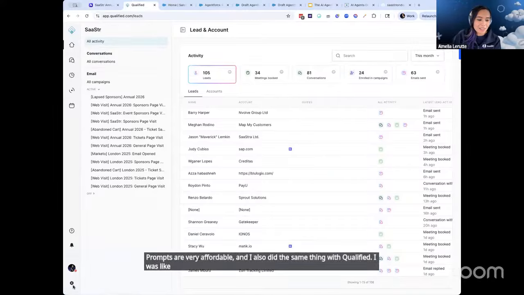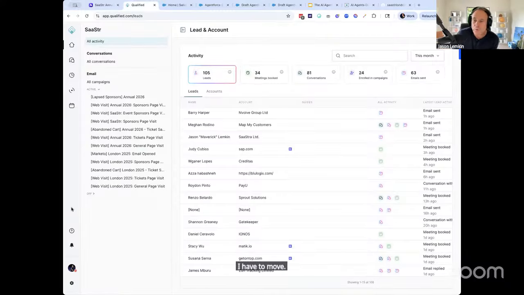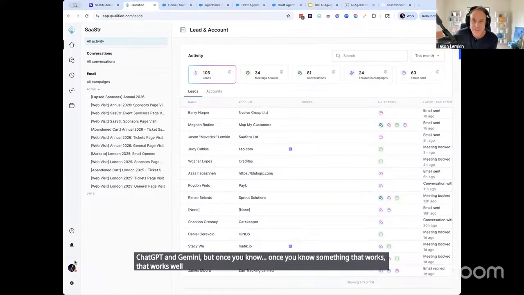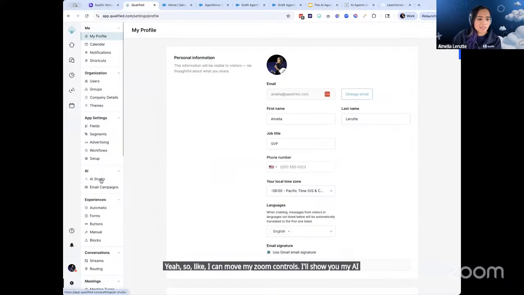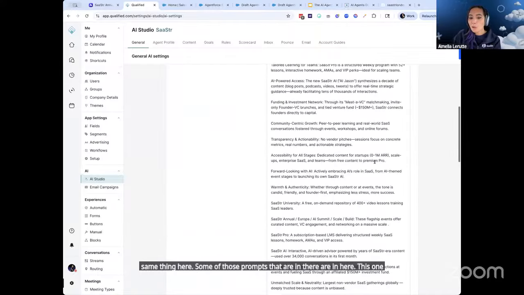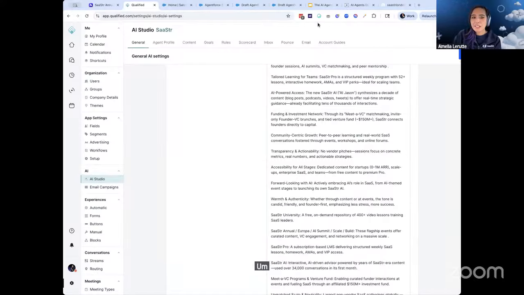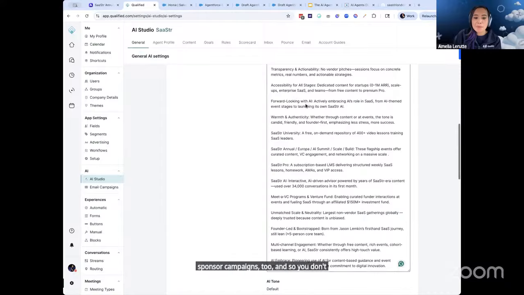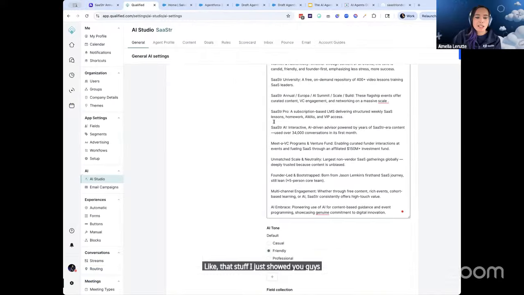It makes sense if you think about it. You can do it between Claude and ChatGPT and Gemini, but once you know something that works well for the agent, just copy it to other agents. If I can move my Zoom controls, I'll show you my AI studio. Same thing here. Some of those prompts are in here too. This one has a lot more because it's on SaaStr.com, while the other ones are doing very specific campaigns. The Agentforce ones are doing very specific sponsor campaigns too. You don't have to copy every prompt, but it's a good idea to have the stuff I just showed you in here as well.